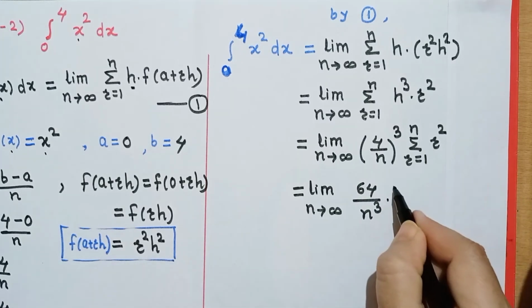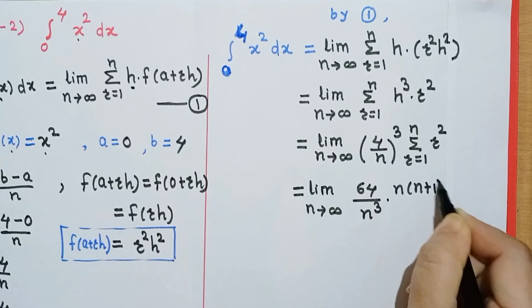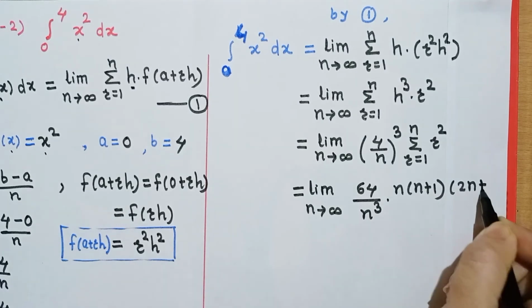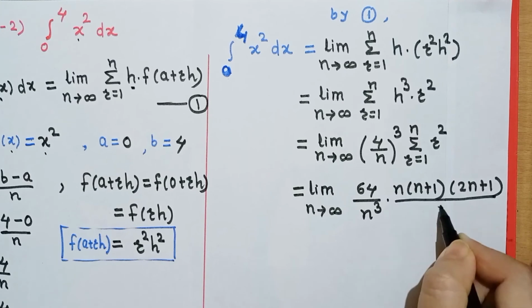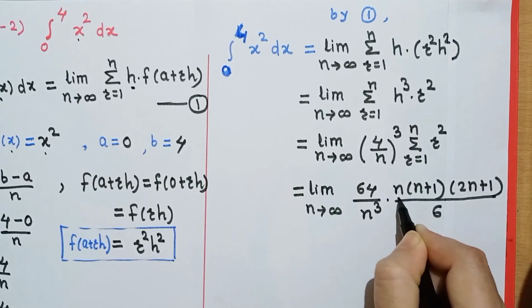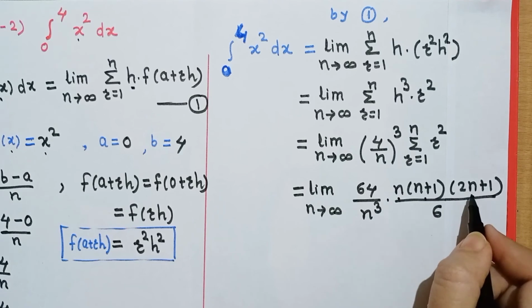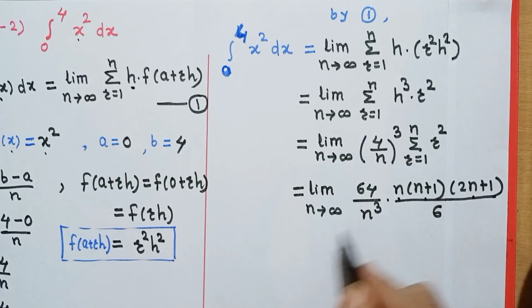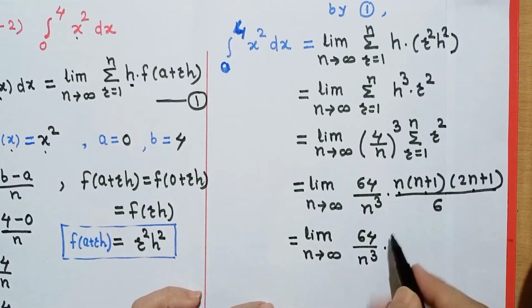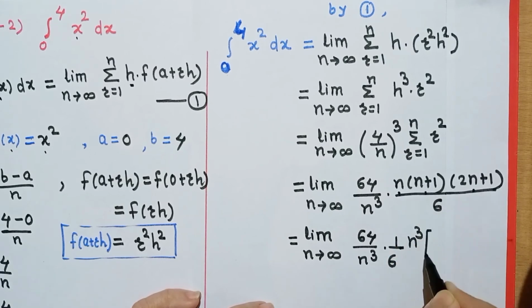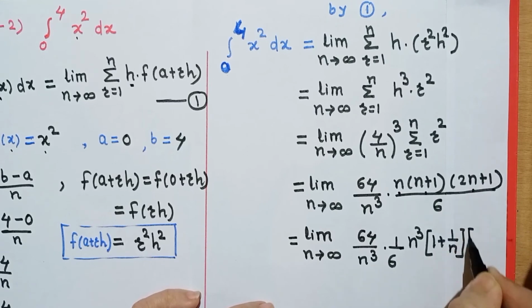Summation r square, its formula is n into n plus 1, then twice n plus 1 upon 6. Now from these 3, this is n, from this bracket n, and from this bracket also we will take n common. So n into n into n cube. This 1 upon 6 I am writing here, and this n means n cube, and here we will write 1 plus 1 upon n, and here we will write 2 plus 1 upon n.